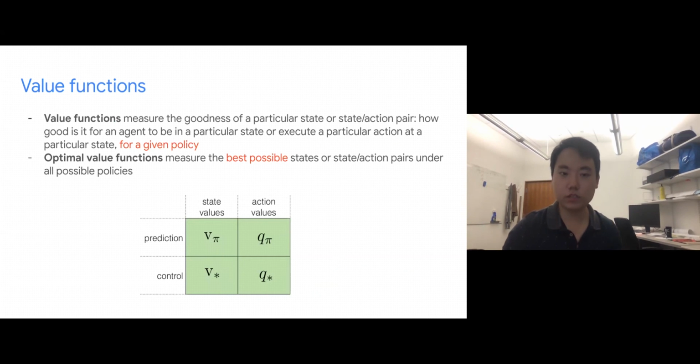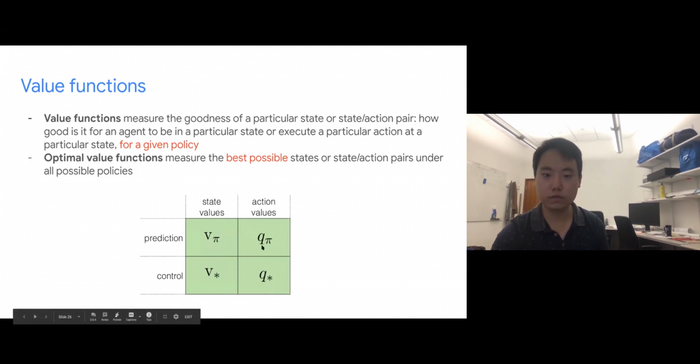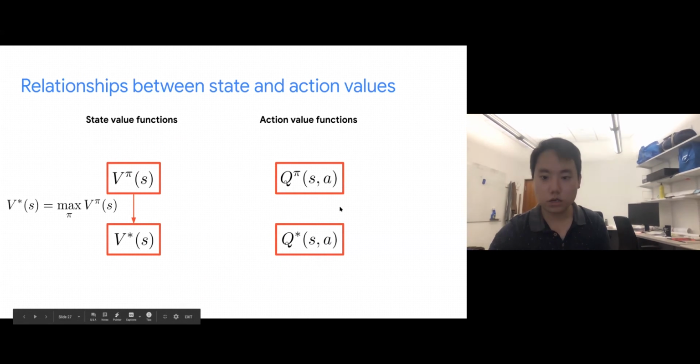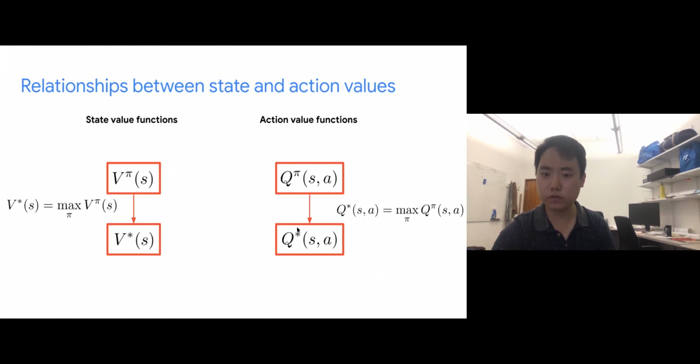Just to summarize, these value functions measure how good a particular state or state action pair is for a given policy, and these optimal value functions measure the best possible states or actions under all possible policies. So for state values, you have V pi and V star, and likewise for action values, you have your Q pi's and Q stars. All these four terms are related to each other. We've seen that if you have a state value function for a particular policy, you can maximize over all policies to get the optimal one. And likewise, you can do the same for your action value functions.